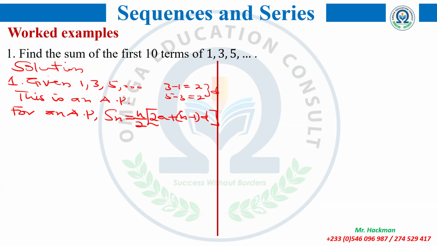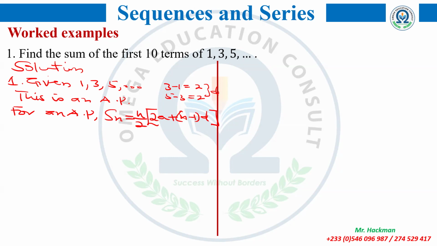Okay, so in this case, you can see straight away, I know my A, I know my D. A is 1, D is what? 2. But I'm looking for S sub what? S sub 12. So I can substitute the A and D and later substitute the N, which is 12.